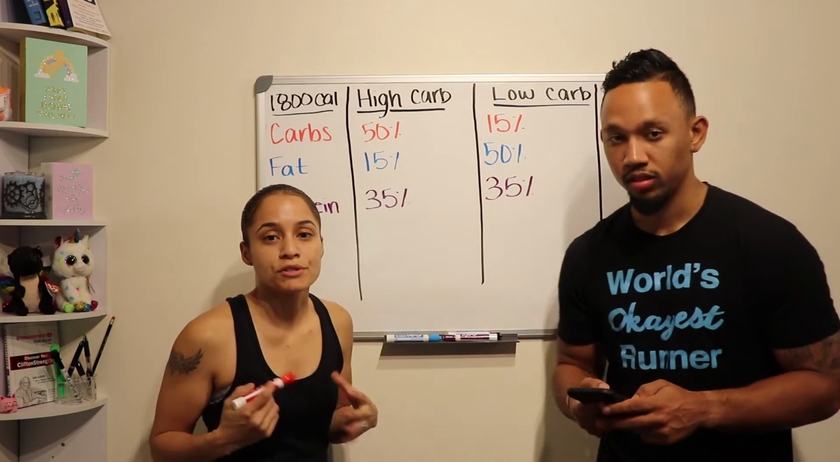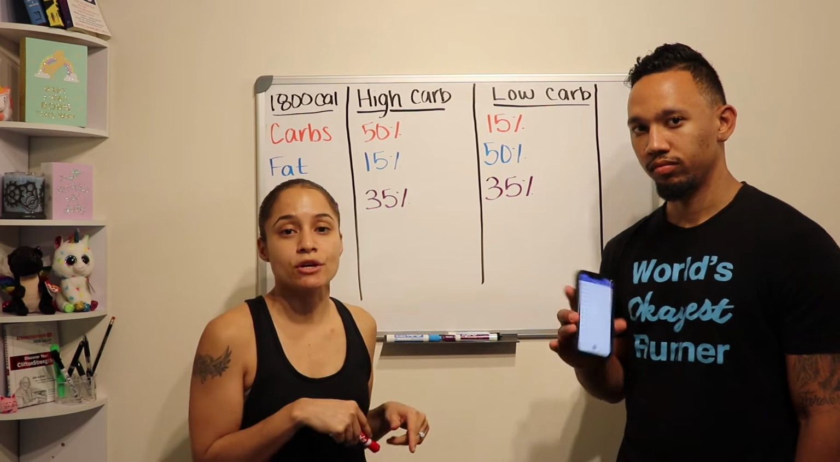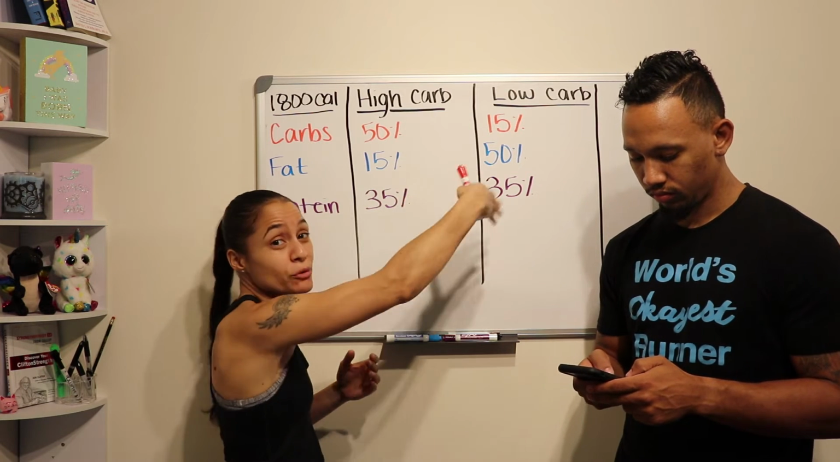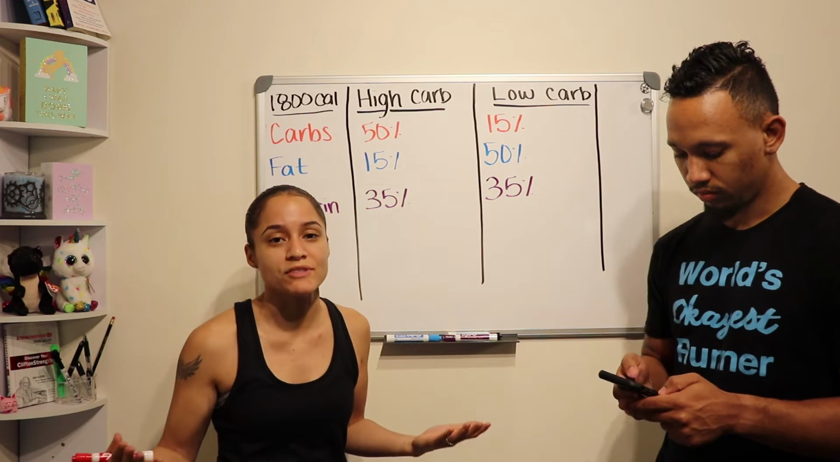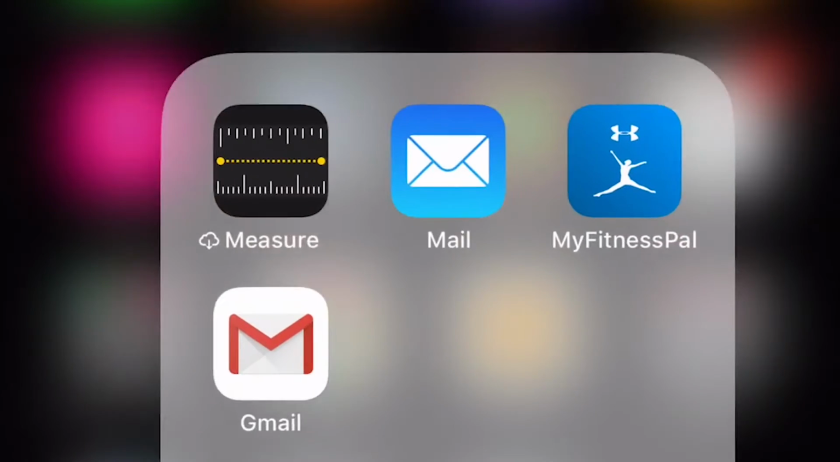Okay. So you have your calories, so what you're gonna do next is go ahead and grab your phone and get into your MyFitnessPal. This is gonna be the easiest way to figure out how many grams of each food that you need, because you won't have to calculate it. MyFitnessPal will calculate it for you. So let's go ahead and start by opening up MyFitnessPal.